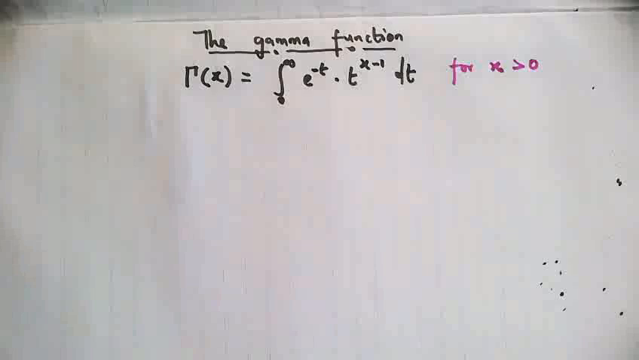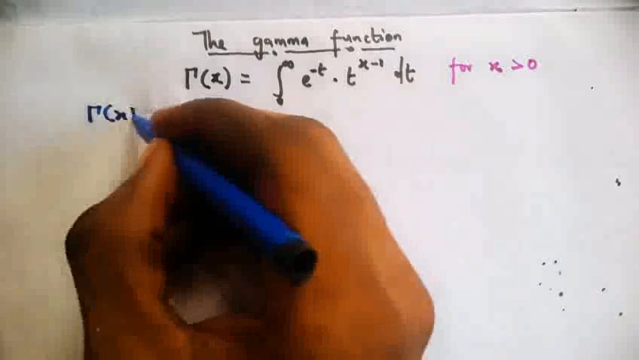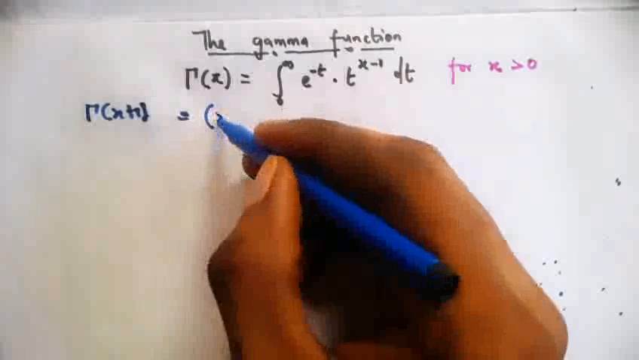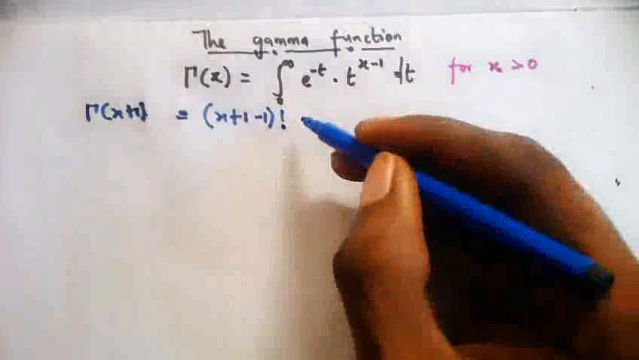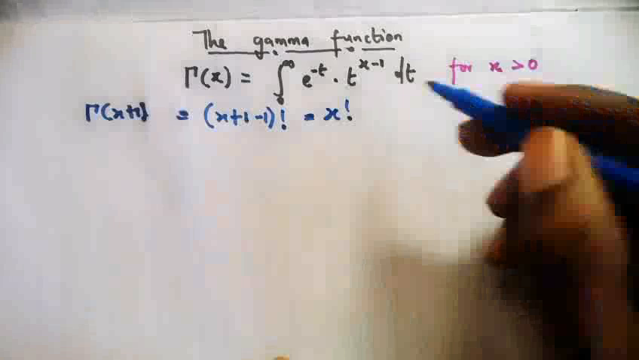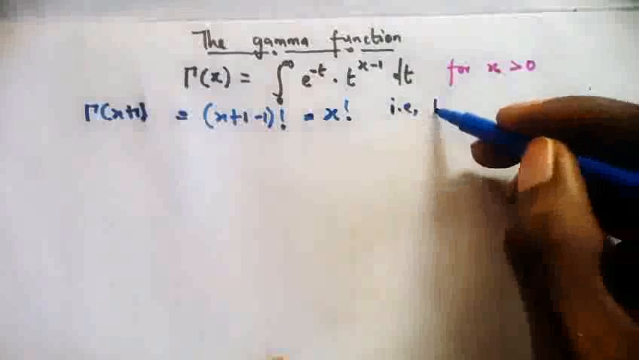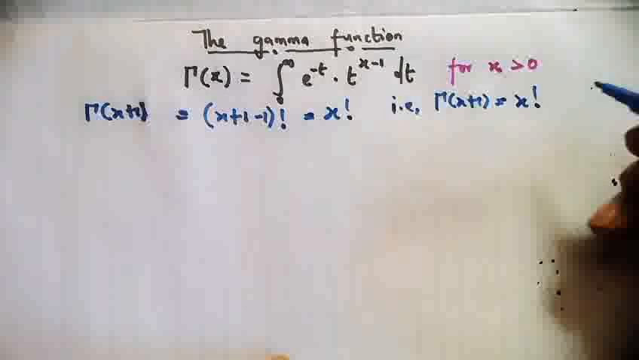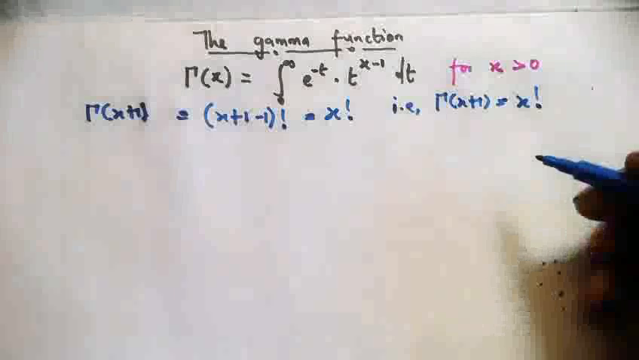Now, the gamma of x plus 1 is equal to x plus 1 minus 1 factorial, and this is giving us the x factorial here. So that means the gamma of x plus 1 is equal to x factorial. Okay, now we are going to some properties of this function.